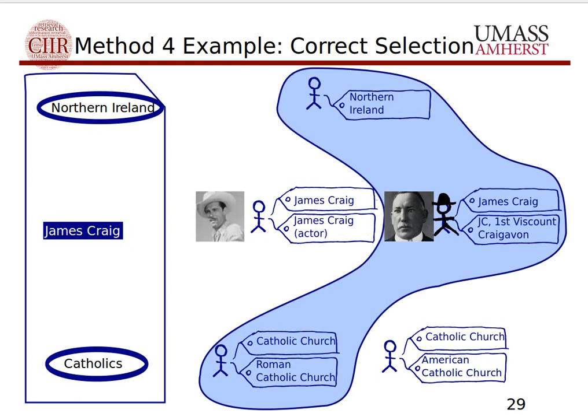So now we inspect different settings that we can choose for entities that refer to each of these different mentions. That means from every line, we choose one of the entities. For instance, we choose Northern Ireland, the First Viscount Craigavon, and the Roman Catholic Church. So now we need a way of scoring whether this is a good assignment or not.